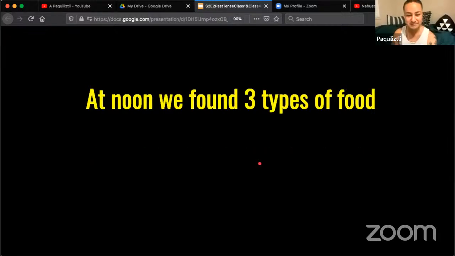At noon, we found 3 types of food. Now, I know this is the hardest one and you may not be able to do it, but don't worry, we'll walk you through it. This is more to expand your vocabulary, but what you should focus on if you don't get anything else is the verb we found. If you didn't learn anything and you don't know the other, that's fine, but tell me at least how to say we found.